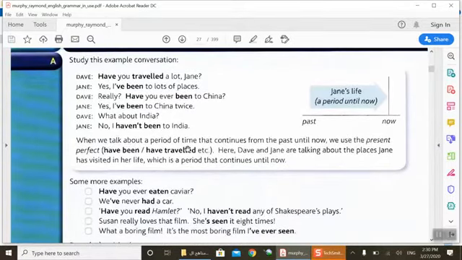When we talk about a period of time, you see a period of time that continues from the past until now. You see here, this? From the past until now. You see, until now. Not only in the past. From past to now. We use the present perfect. Have been, have traveled. So Dave and Jane are talking about the places Jane has visited in her life, which is a period that continues until now.